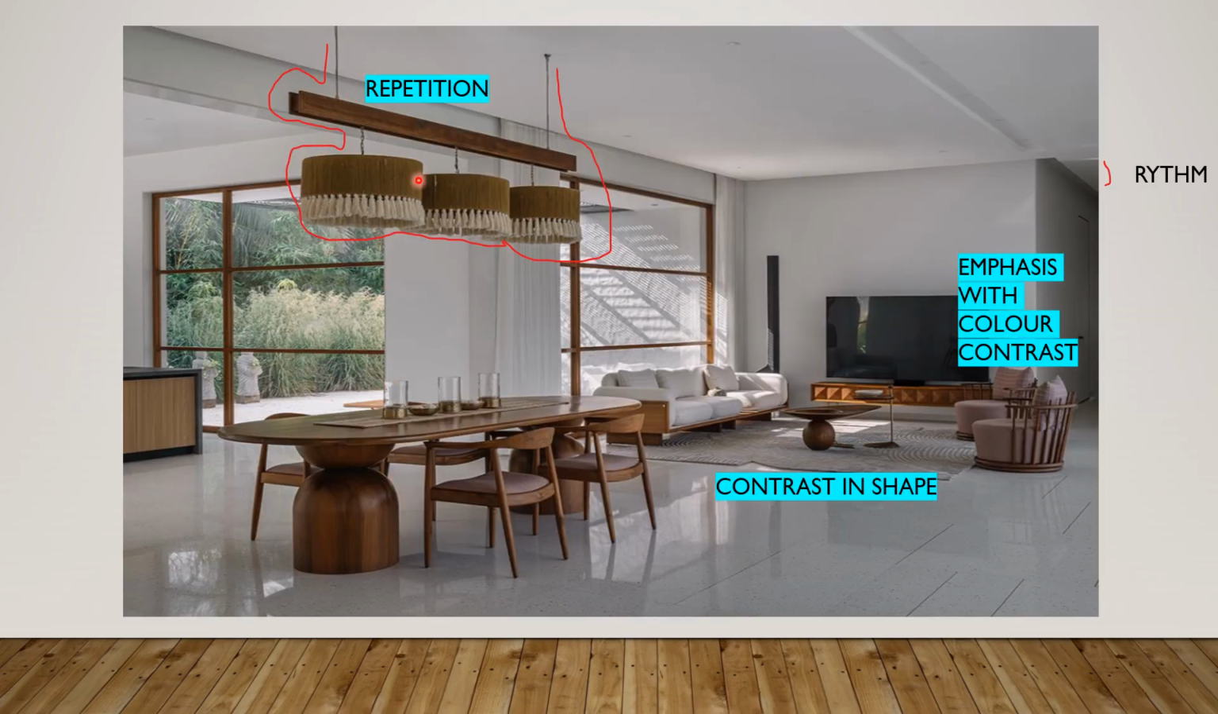These chandeliers are in repetition. Also, they are providing a rhythm to the space. This is a perfect example of contrast in shape. The pink sofas are providing a color contrast and also are emphasizing the space.